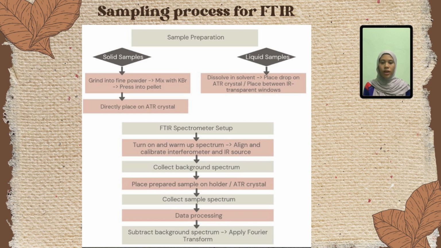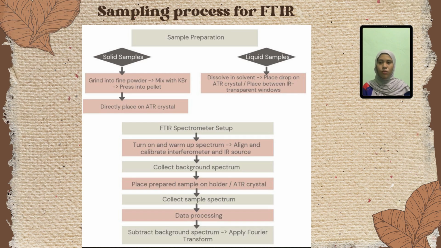Next, we turn on and warm up the spectrometer, and align and calibrate the interferometer and IR source. Then we collect the background spectrum. Then we place the prepared sample on the holder or ATR crystal. Then we collect the sample spectrum. Then the data will be processed and we subtract the background spectrum.